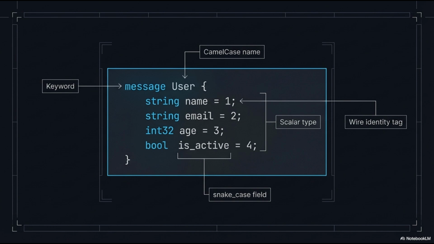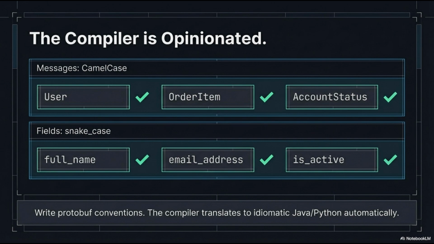But the real friction point I noticed here for new developers is the strict naming convention. The compiler is highly opinionated about how you name things in this contract. The rule basically dictates that messages must use CamelCase, so starting with an uppercase letter, like capital U User. But the fields inside that message must use snake case, all lowercase, separated by underscores. So full_name, not FullName with a capital N.